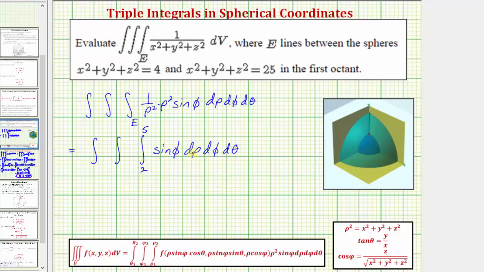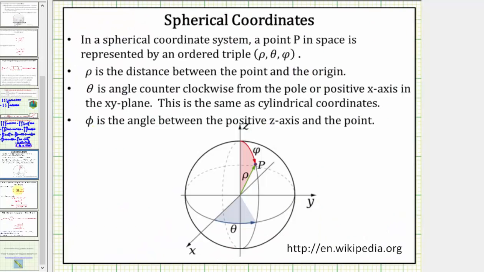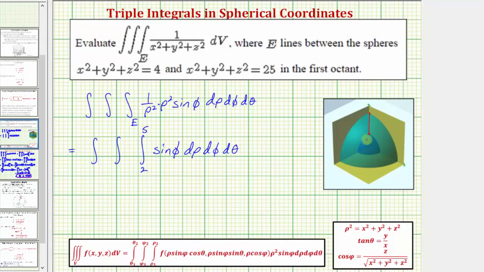And now let's determine the limits of integration for phi. In spherical coordinates, phi is the angle between the positive z-axis and the point. So in order to trace out this solid region in the first octant, phi would be this angle here, which would be from phi equals 0 radians to phi equals pi over 2 radians, which gives us the limits of integration for phi from 0 to pi over 2.